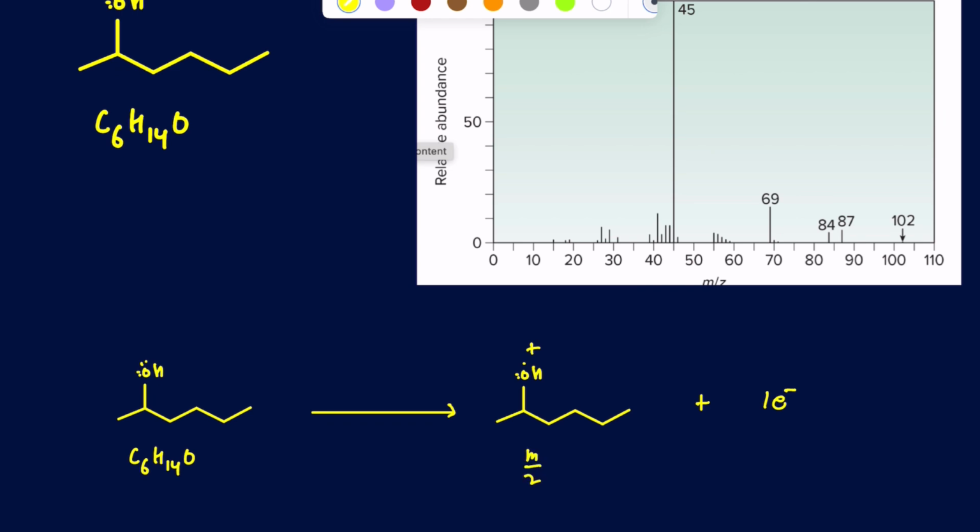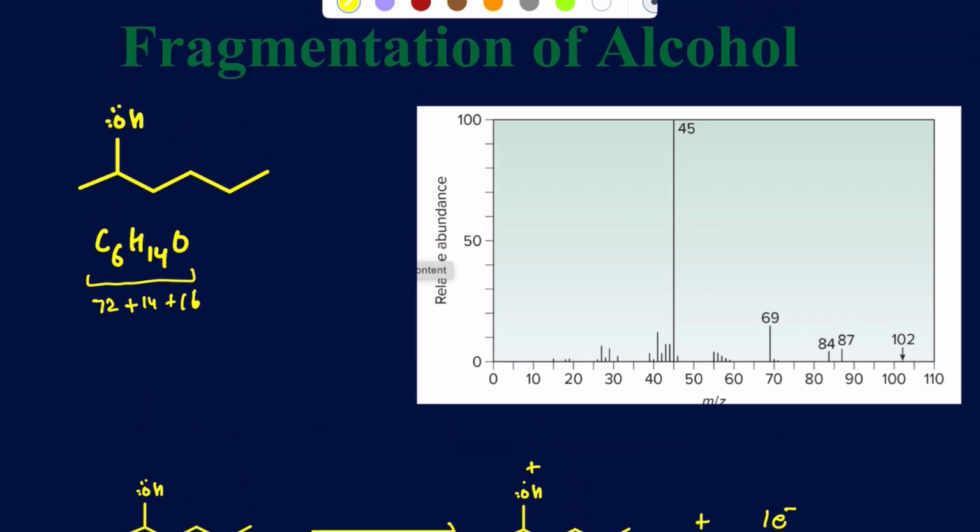So the M over Z here is going to be whatever the molar mass is for C6H14O. And this comes out to be 72 coming from carbons, 14 coming from hydrogens, and 16 coming from this oxygen. So that's 86 plus another 16. That's 102. So M over Z is going to be 102. Now, this is another problem with an alcohol. It's very hard to see the actual molar mass of the alcohol. So it should have been somewhere right here, but I don't really have anything on this spot.